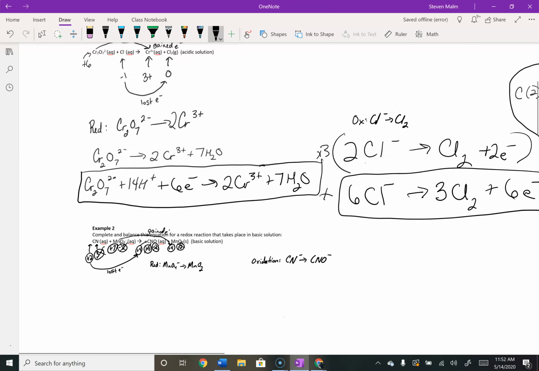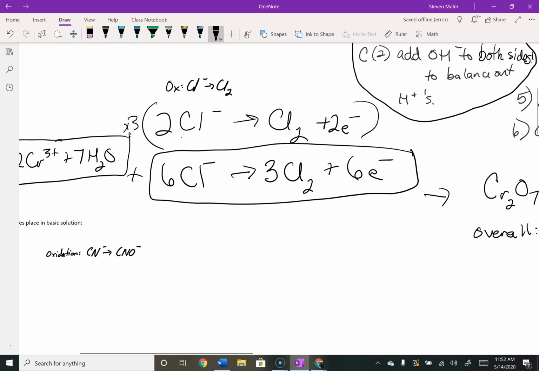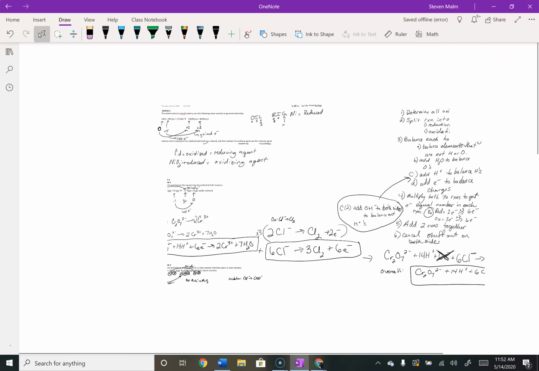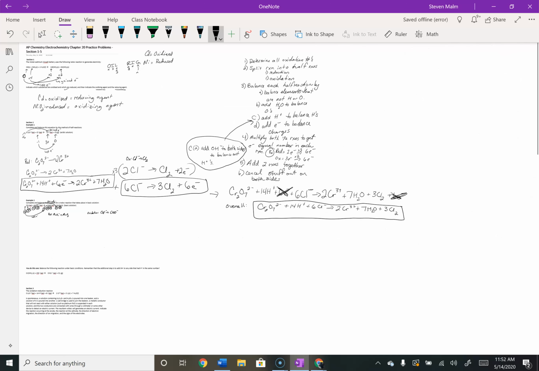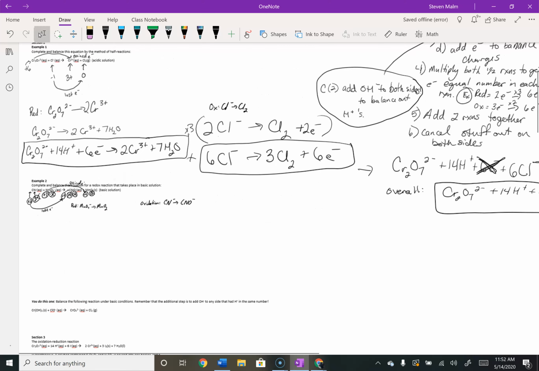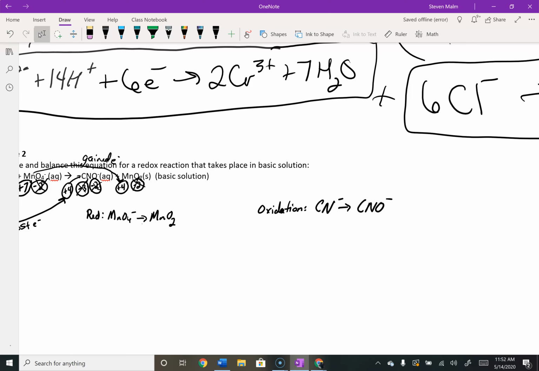All right, next step is going to be to balance them. And so we're going to balance them as if they're in basic solution, which just means we're going to go through the acidic steps, and then we're going to add a step in the balance equation where we add OH minus both sides to balance out the H's that we add from the water. Okay, so for the reduction, first thing to do is to balance the atoms that are not oxygen or hydrogen, and they are already balanced in this equation. Next thing to do is to balance the oxygens by adding water where needed. So on the left side, we have 4 oxygens. On the right, we only have 2.